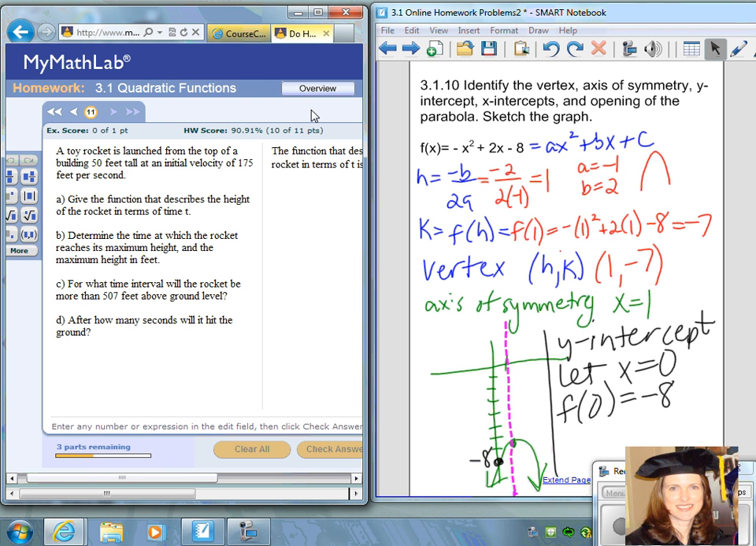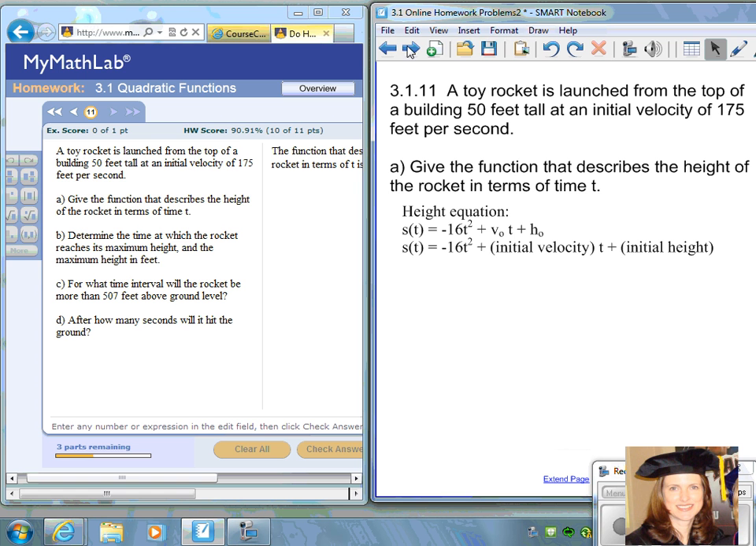Now this last question in section 3.1, number 11, it's the rocket problem. It is rather lengthy. There's a lot of things that are being asked, but do take the time to go through and really understand this one, because I may ask you a question like this on the test. It may not be a 4-part question on the test, but it could be just maybe part A, give the function that gives the height, or part B, when does it reach the maximum height, and what is the maximum height? So you can still expect to see something similar to this on the test, but perhaps not as many steps.